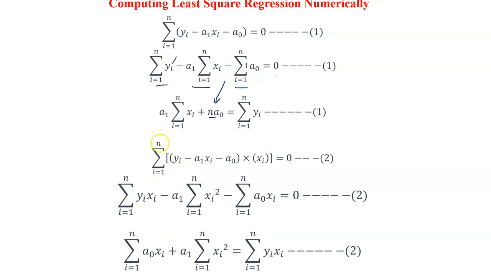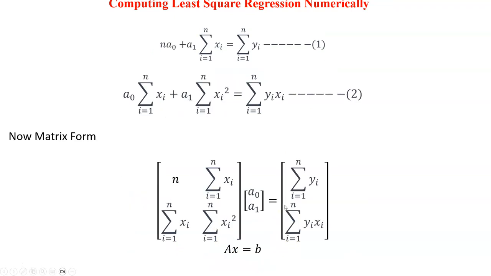Then summation of i equal to 1 to n of (yi minus a1 xi minus a0) into xi. If we multiply, we get yi xi, a1 xi square, then minus a0 xi. Now this term and this term, if we take the a0 xi summation to the left hand side, we get a1 summation of i equal to 1 to n xi square is equal to summation of yi xi.